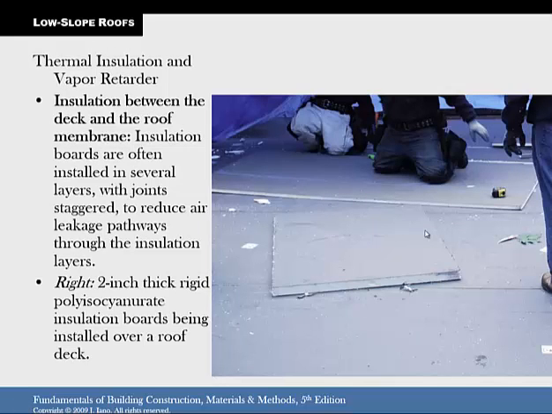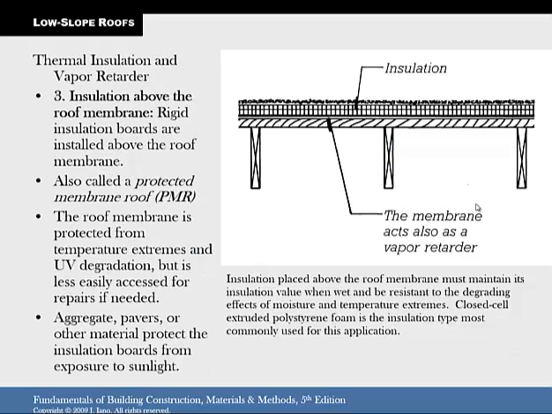Here's a picture of some insulation between the roof membrane. Insulation boards are often installed in several layers with joints staggered to reduce the air passageways or leaks. And you can see, if you overlap your stuff and you cover up that joint with a solid piece, it's less likely to have leaks. So this is, again, the insulation above the roof membrane.